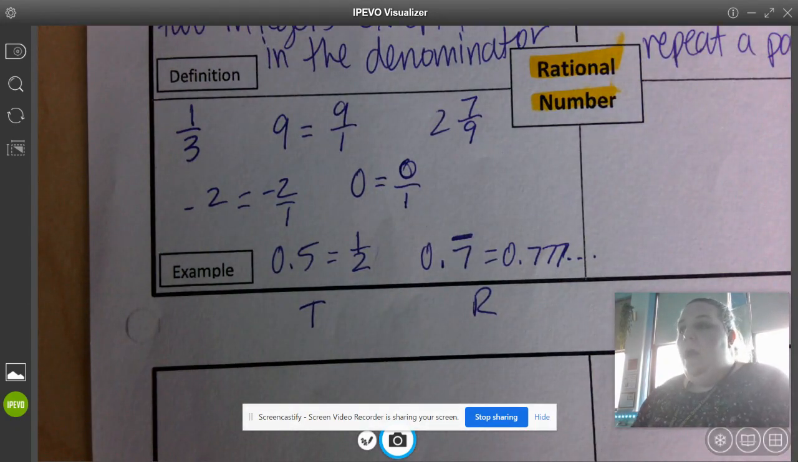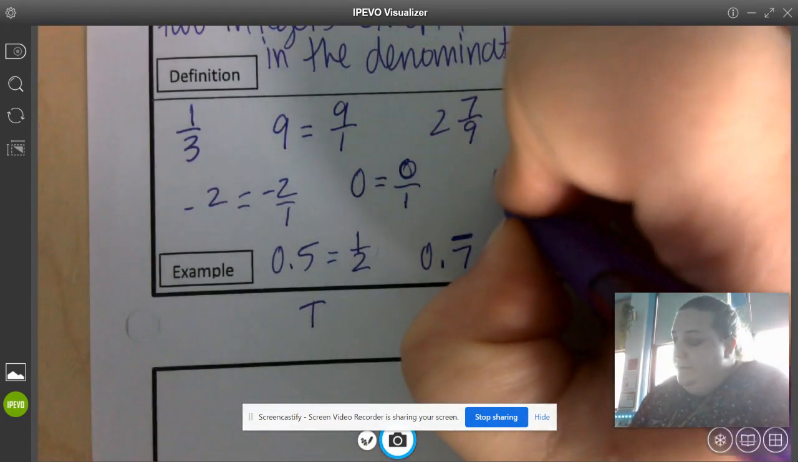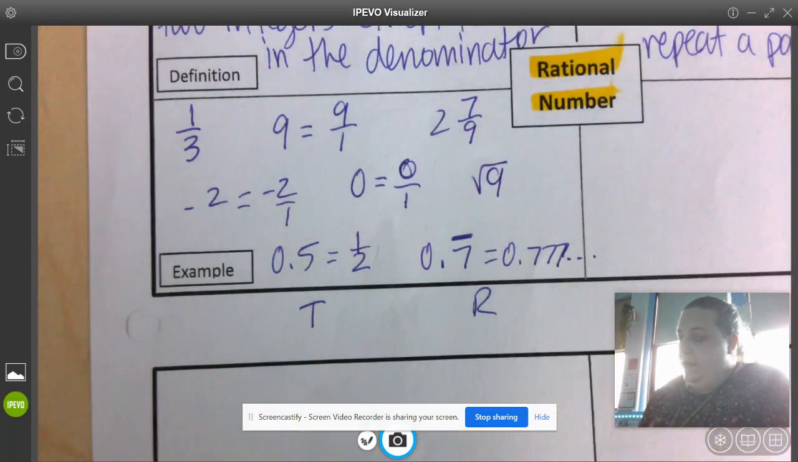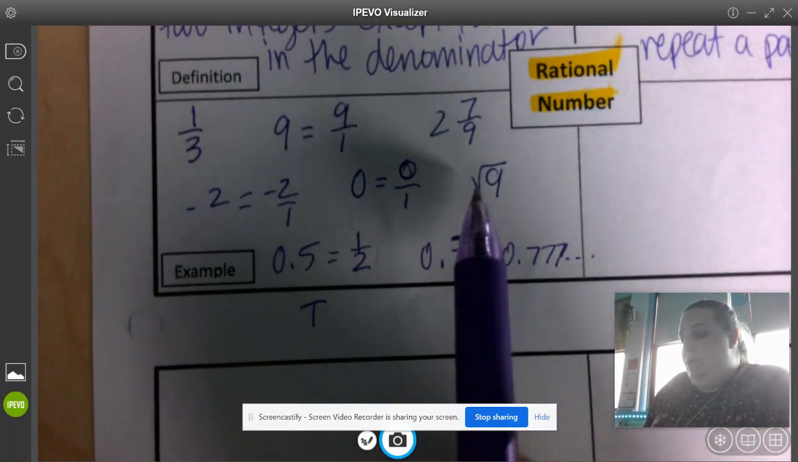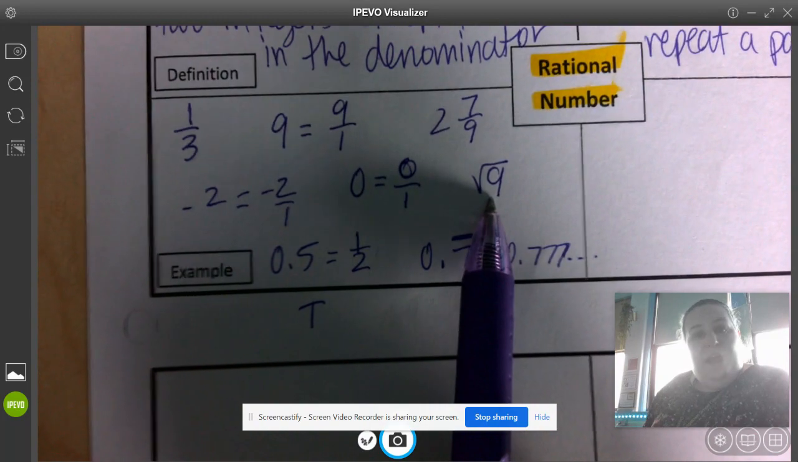Okay. Another example I'd like you to put down is this. This is how you would read this: the square root of 9.